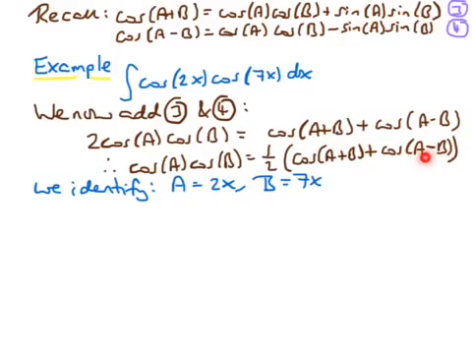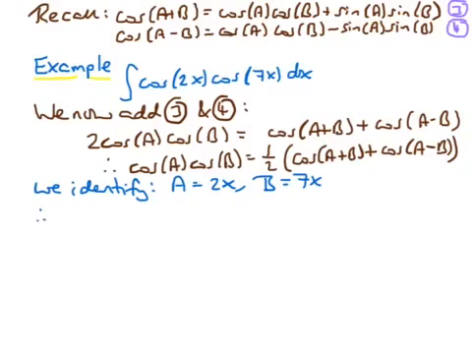And because there is an A minus B, it might well be better to choose A being 7x and B being 2x, because that way we would have the cosine of 7 minus 2, which is 5x. But I've done this here deliberately for reasons which I hope will become clear in a moment. So let's look at our integral.